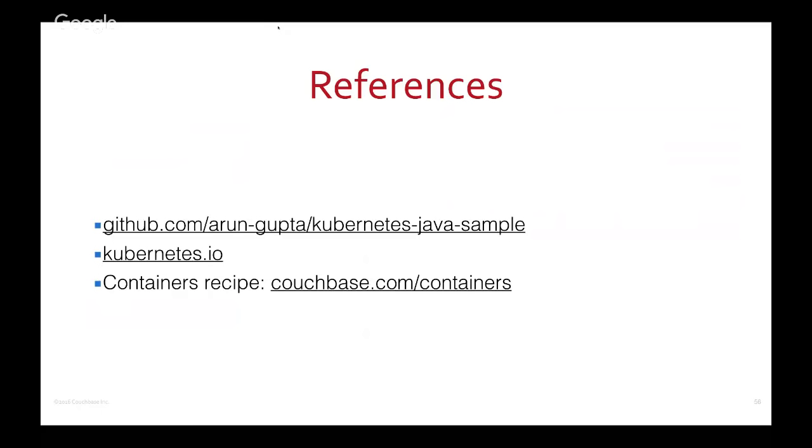Kubernetes.io is typically where I go for all my documents. They have done a very good job on the documentation. It can always be improved, but it's a pretty good one. Couchbase can be run on a variety of container frameworks, whether it's Docker Swarm mode, Kubernetes, or DC/OS. All those recipes are listed on this URL as well. And with that, that is my last slide.